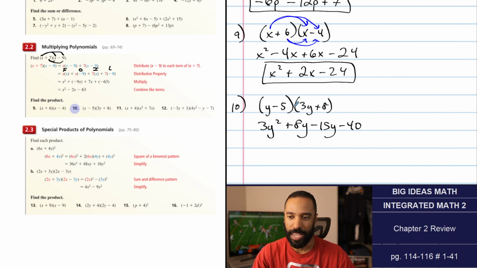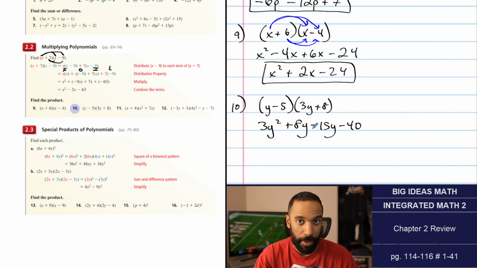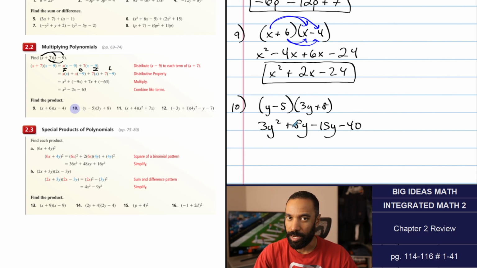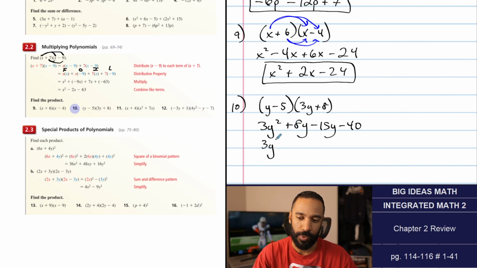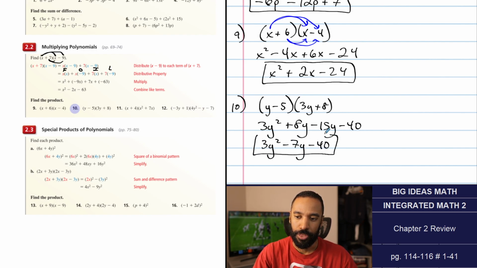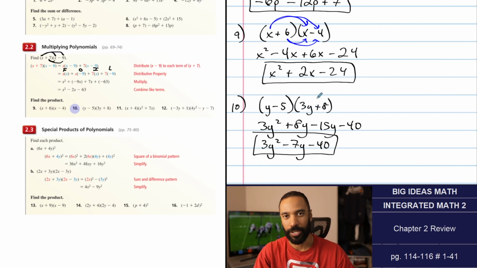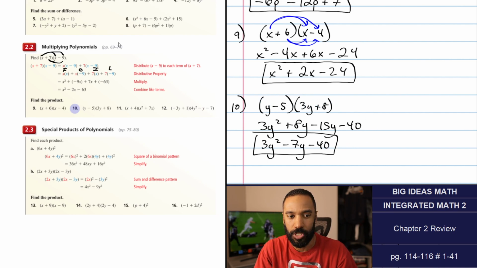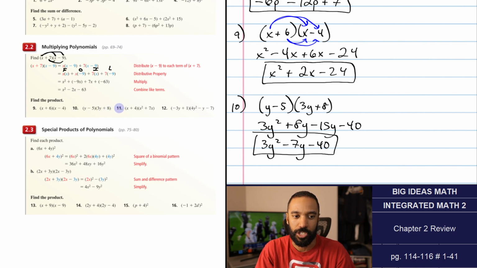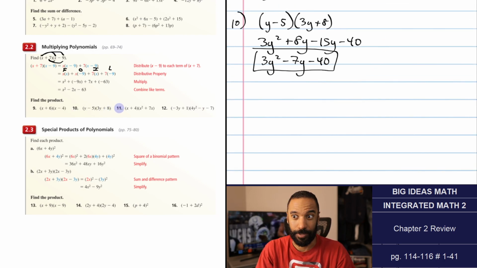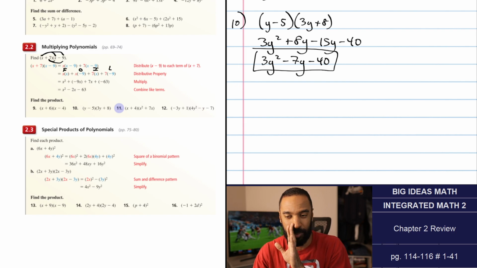So again, we got 8y minus 15y, which will combine. And those will combine to negative 7y. So 3y squared first, negative 7y second, and negative 40 third. And keep in mind, this would factor back to this, something that we get to practice later. But that's the multiplication distribution. Number 11. I wish I was on number 41. It'd be the last problem.